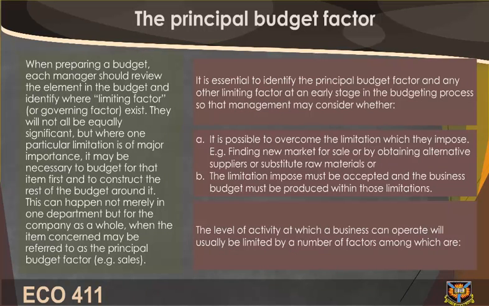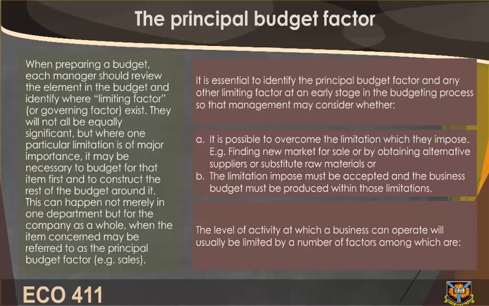The principal budget factor. When preparing a budget, each manager should review the elements in the budget and identify where a limiting factor or governing factor exists. They will not all be equally significant, but where a particular limitation is of major importance, it may be necessary to budget for that item first and to construct the rest of the budget around it. This can happen not merely in one department but for the company as a whole, where the item concerned may be referred to as the principal budget factor, for example, sales.